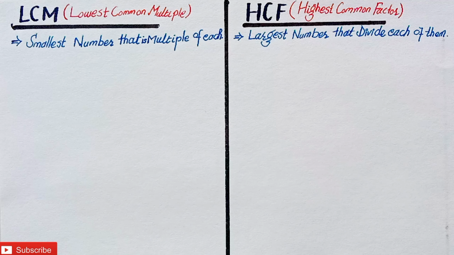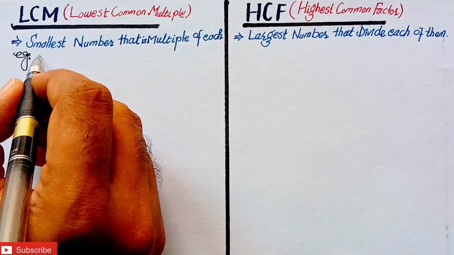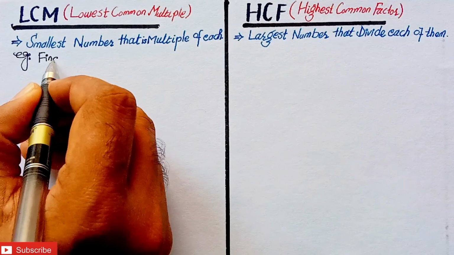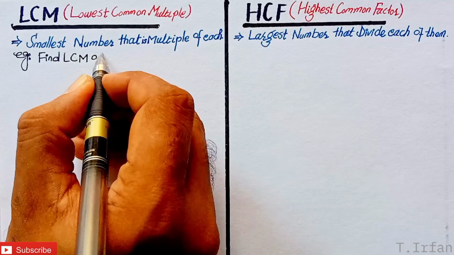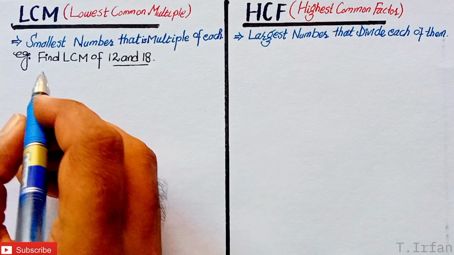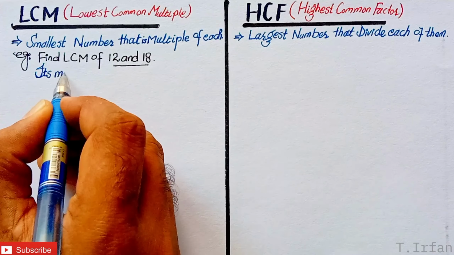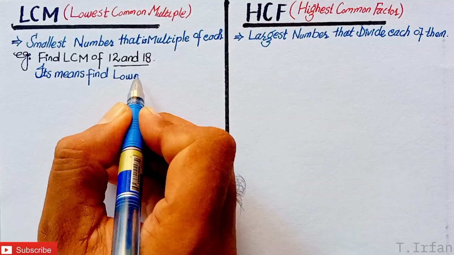LCM tells us when things meet together, and HCF tells us how things can be divided fairly. LCM is the smallest number that is a multiple of each number. For example, someone says, find the LCM of 12 and 18. It means he is asking us to find the lowest common number in the tables of 12 and 18.